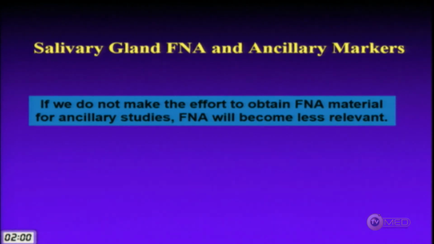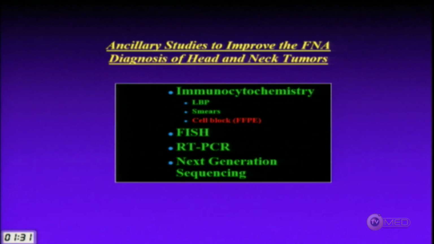Our careers in some ways are at stake. If we do not make the effort to obtain material for ancillary studies, FNA will become less relevant. They're going to start doing core biopsies or other things besides FNA. So we need to make the effort to get the material, make cell blocks, and do ancillary studies and show that we can actually do this and we don't lose cytology over to the surgical pathologists. And there are many ways that we can apply ancillary studies. We'll talk more about that on Friday.